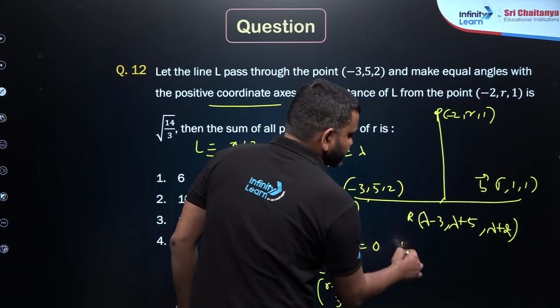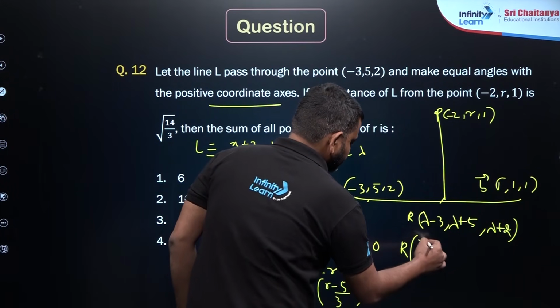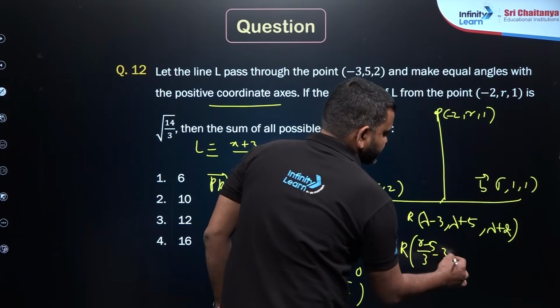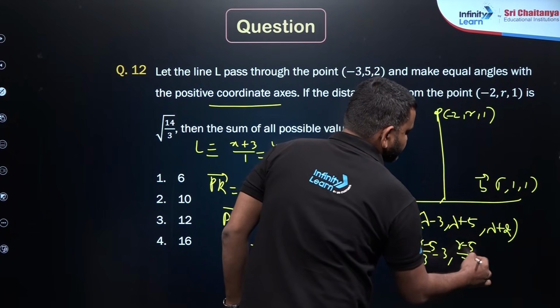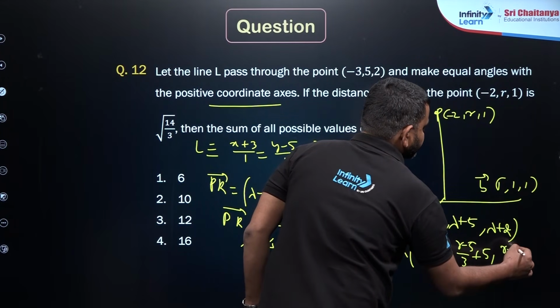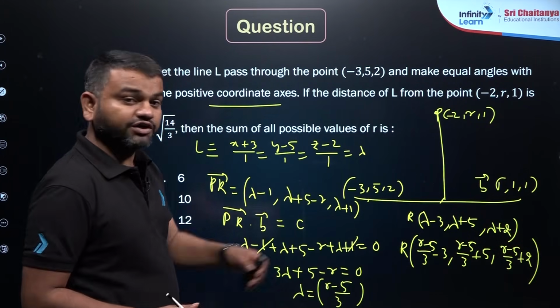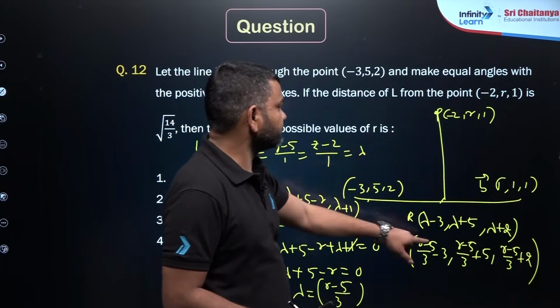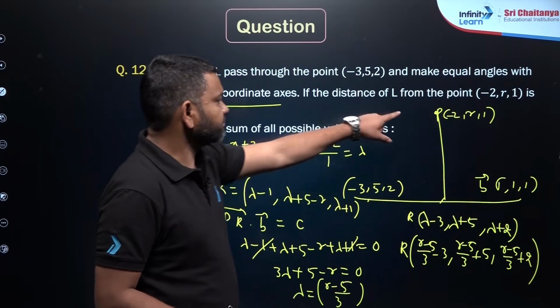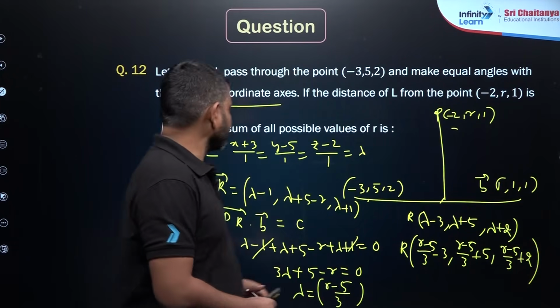So put the value here. Our equation is going to be r minus 5 by 3 minus 3, and r minus 5 by 3 plus 5, and r minus 5 by 3 plus 2. So simplify these values and you are going to get the point R. So you know the point R here, P coordinates you already know. So try to write PR.